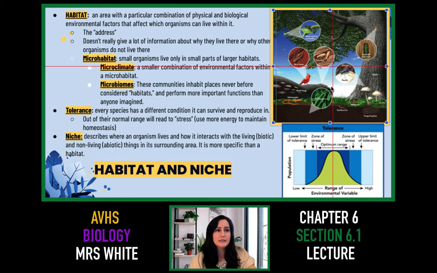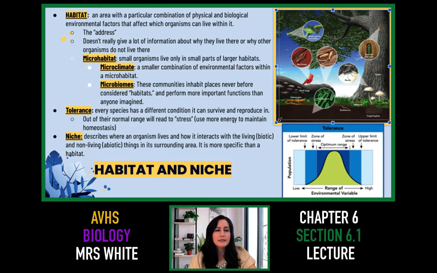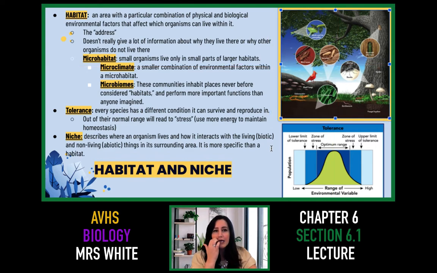All right, so continuing on now, let's talk a little bit about tolerance. Tolerance is the idea that every species has a different condition it can survive and reproduce in. And when you're out of your normal range, you will be considered to be in a stressful situation. And we use stress to talk about needing more energy to maintain homeostasis. That would be regulating your internal temperatures, making sure that your internal organs are functioning properly, etc.